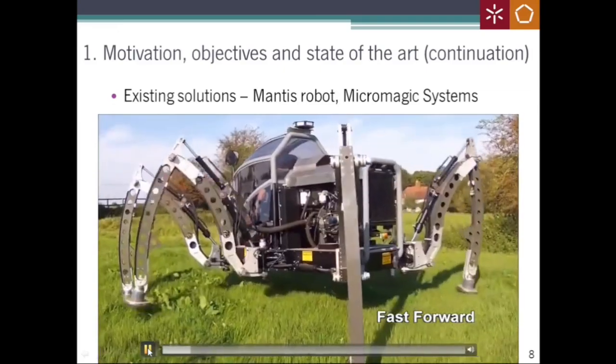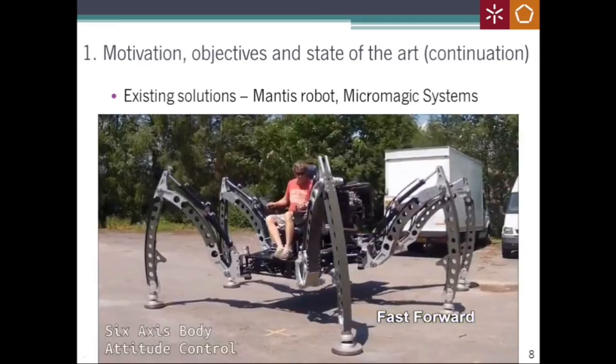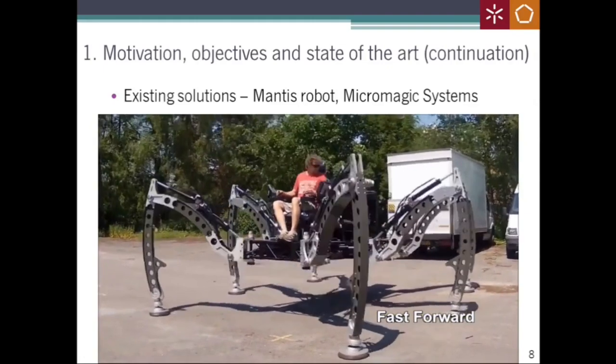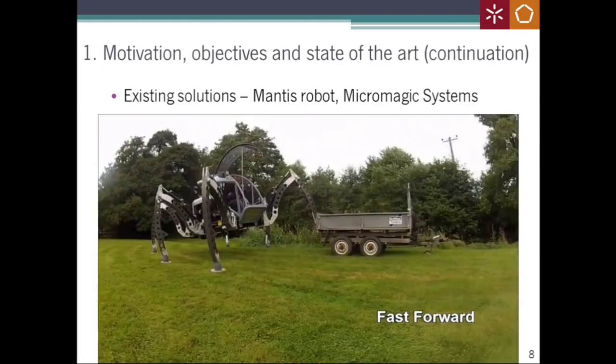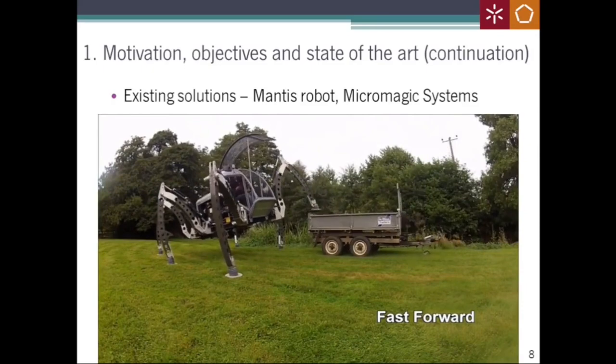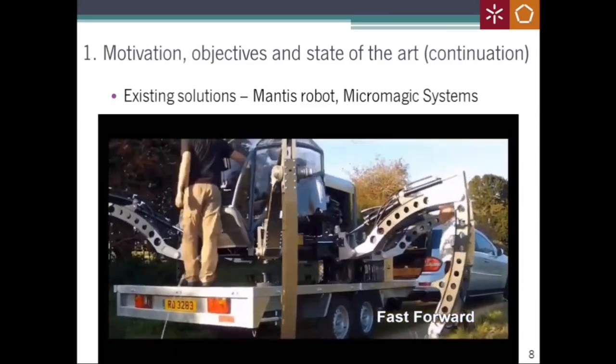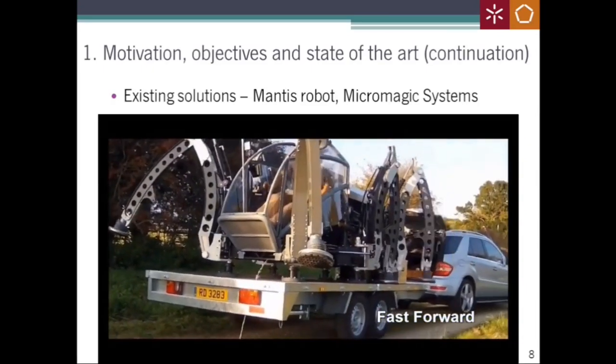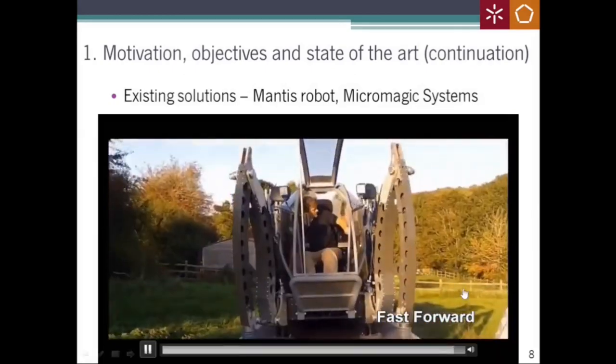The Mantis robot from Micromagic Systems has hydraulic actuation in the form of cylinders directly connected between the different links. The system's power comes from a diesel internal combustion engine. Its main application is commercial.